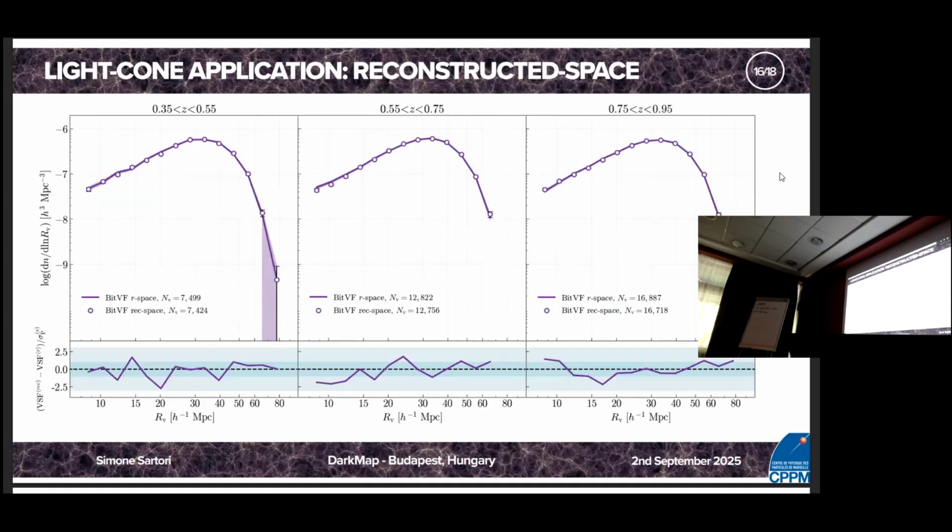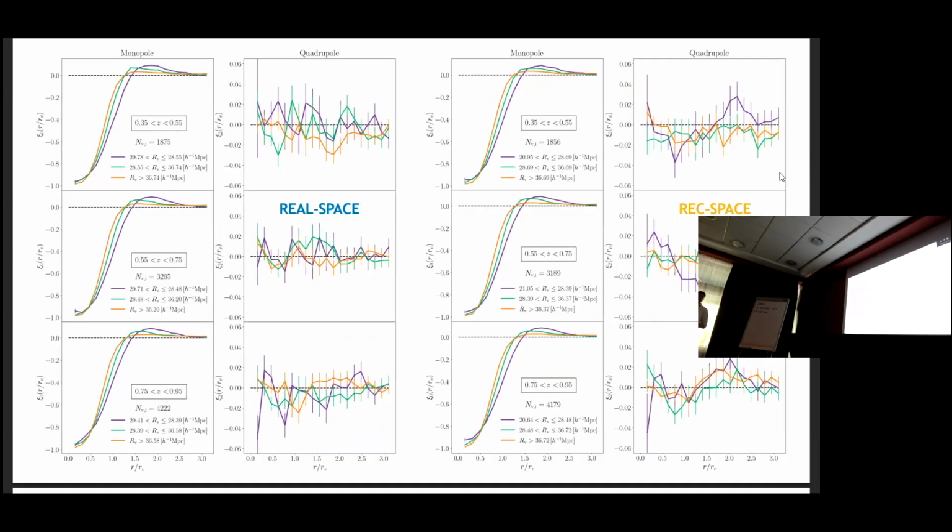What we expect are two void size functions that are exactly the same between real space and reconstructed real space. And this is basically what we get. Some small fluctuation. Also, the number of voids is very similar. And moreover, the quadrupole of the void-galaxy cross-correlation function should be flat in both cases. And this is what we got, except for really small voids at low redshift.